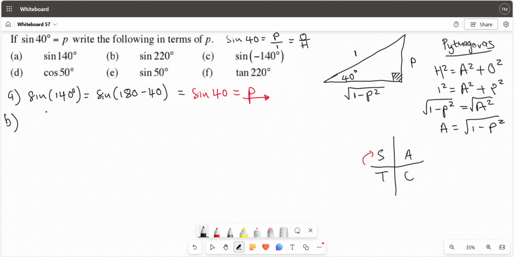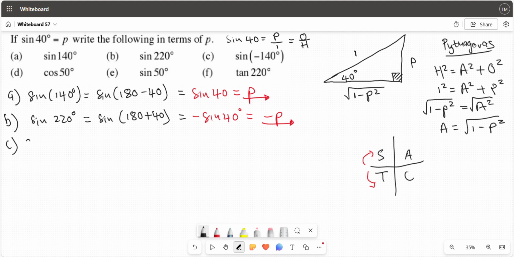And B, we have sine of 220 degrees. Again, I'm going to use my reduction. That is 180 plus 40. Where does it put us? It puts us into this quadrant. And what is sine in that quadrant? It is negative, so I get a negative sine 40, and this is just a negative P. There we go. So let's do the next one.